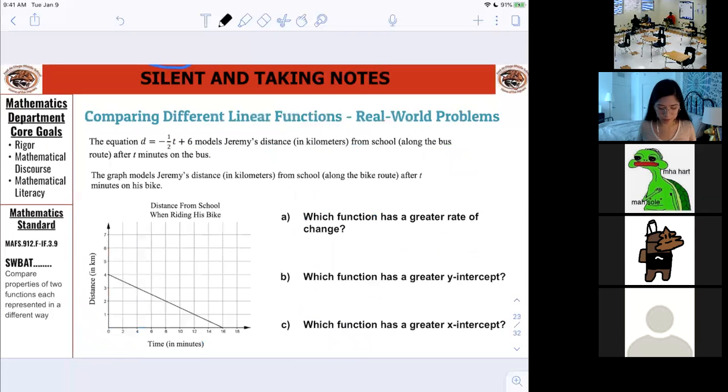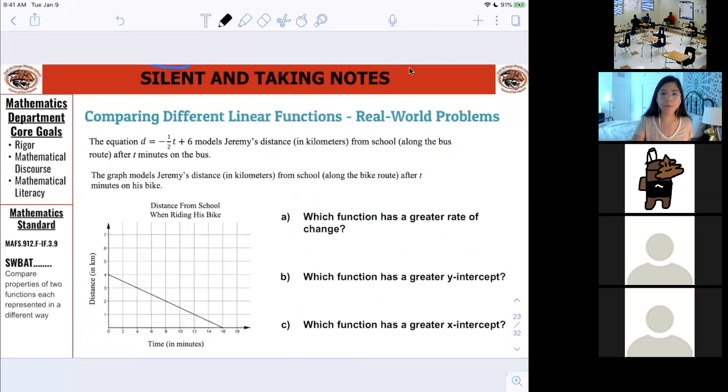Okay. So let's go ahead and now we're going to do a very similar problem, but this time I have a graph, and the graph is a real world situation. This is actually the same one that we had in the bell ringer. So we've actually already done half of the work we need to do for this problem. So let's go ahead and take a look. So the equation d equals -1/2 t plus 6 models Jeremy's distance in kilometers from school along the bus route after t minutes on the bus.